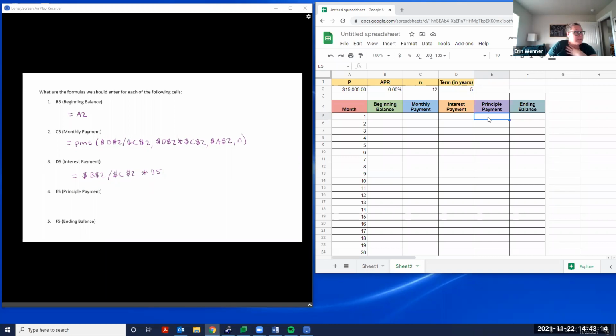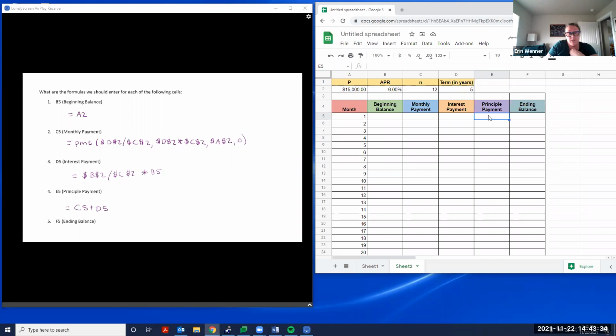The last part is your principal payment. And this is going to be equals C5 plus, nope, not B, D5. So C5 is your monthly payment, which is a negative amount, plus your interest payment, which is a positive amount.